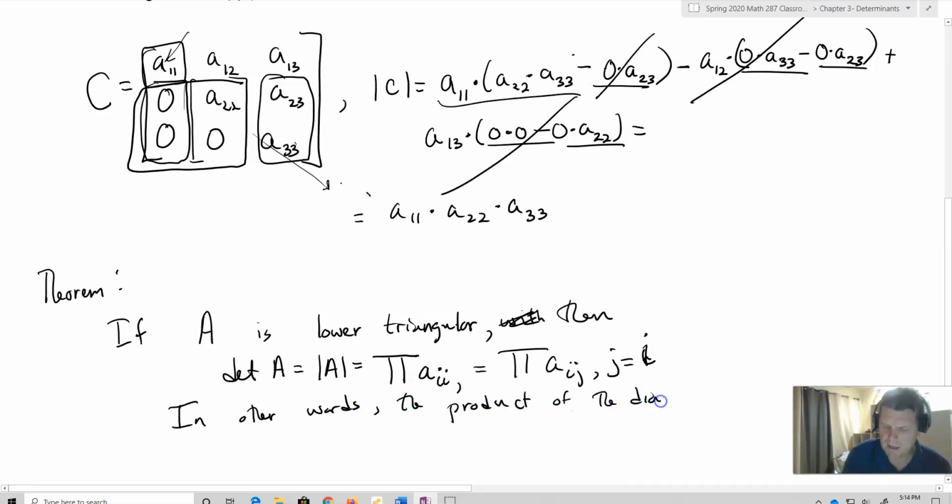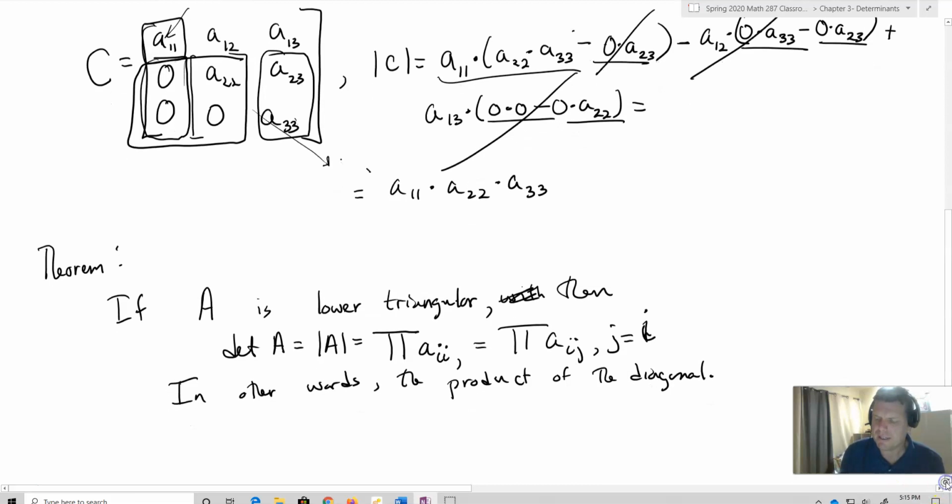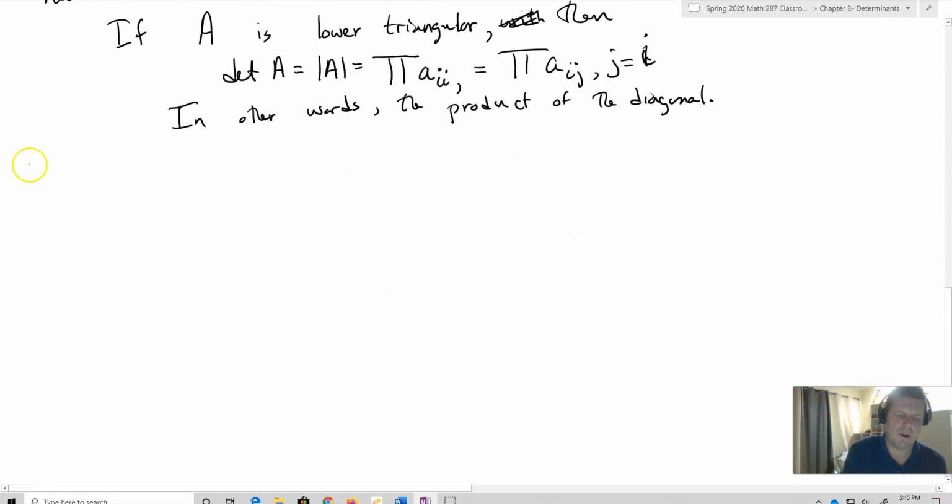So that is the first of my properties. If I have a lower triangular matrix, then all I have to do is multiply the diagonal and that gives me my determinant. A lot easier that way, isn't it? Kind of cool. Now, the reason why we do this is because of the next point.